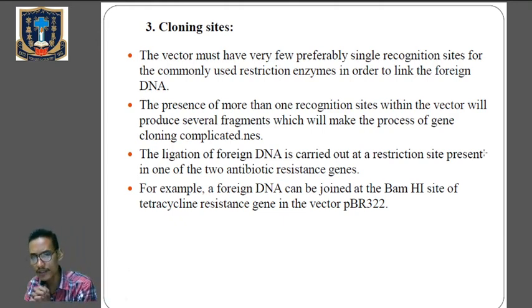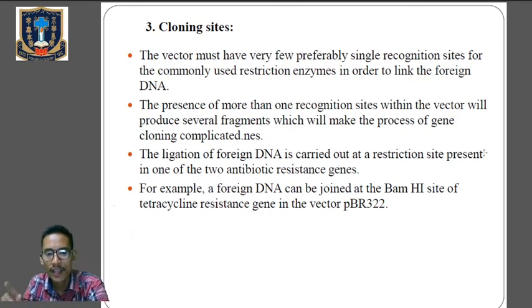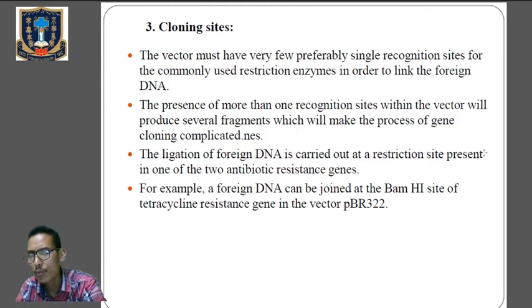The vector must have very few, preferably single, recognition sites for commonly used restriction enzymes in order to link the foreign DNA. That means vectors must possess recognition sites which will be used by the restriction enzymes to link the foreign DNA. The presence of more than one recognition site in a vector will make the process a little difficult. Why? Because there will be production of multiple fragments, which will make the process of gene cloning complicated.